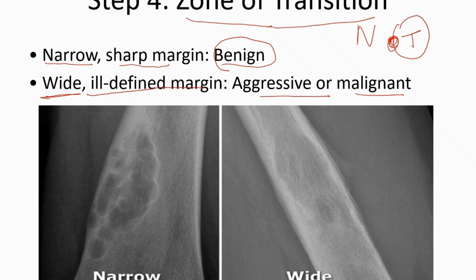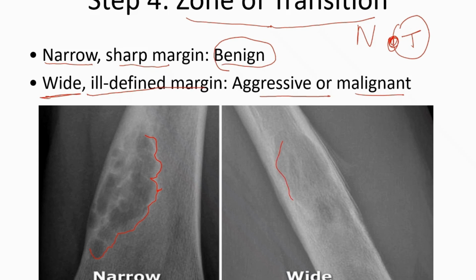In this image, we can see that the first image showing the narrow zone of transition, there is a thin, sharp margin. We can localize the margin of the lesion. This is the margin of lesion. So this is the narrow zone of transition.